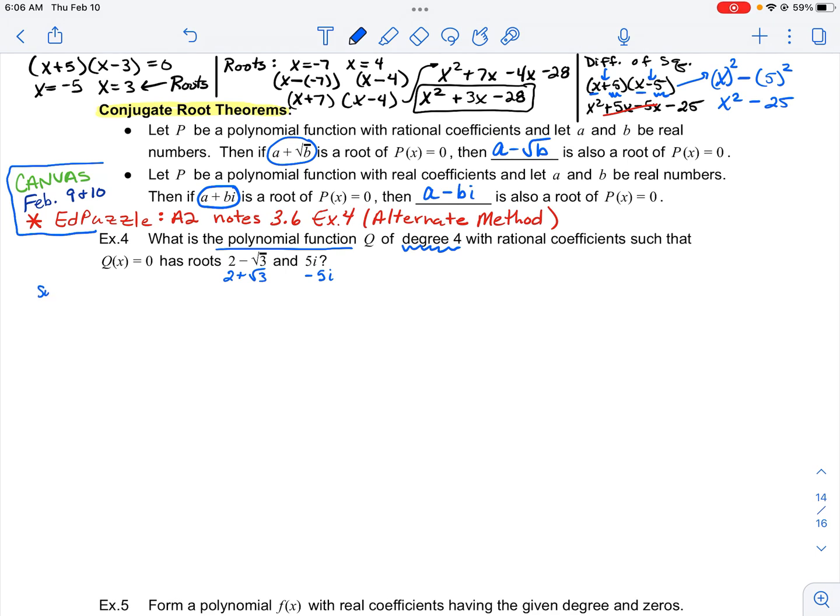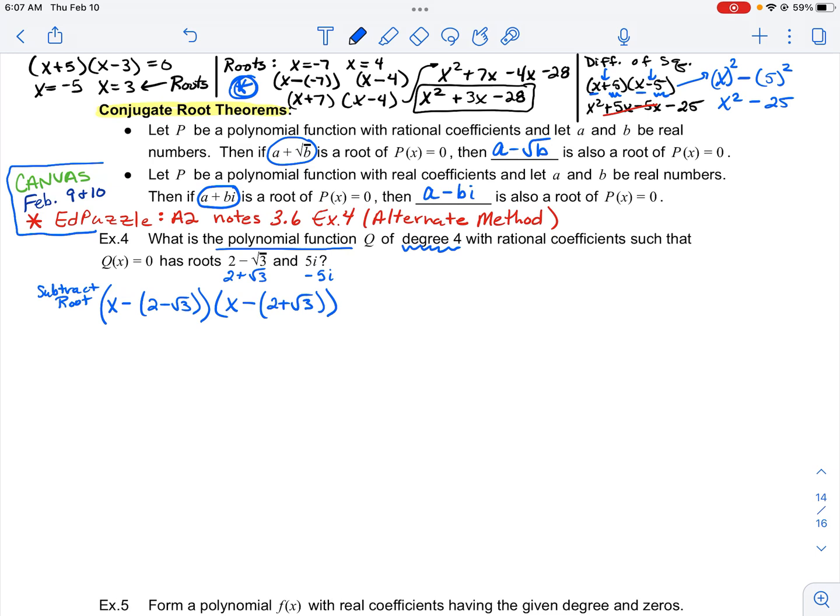Now, to get started, we are going to subtract the different roots that you are using, just like we did up above. So we're going to start by taking x and subtracting one of those roots. So I'm going to do x minus 2 minus the square root of 3. And then I'm going to do it with the other one, x minus 2 plus the square root of 3.